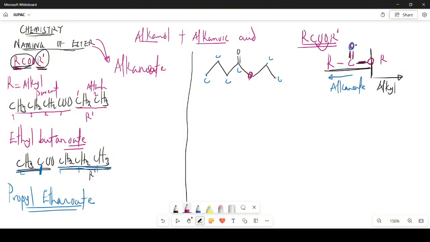Identify the O that has a single bond. And where is the O that has a single bond? Of course, this is the O that has a single bond. You can see it's just a single bond, existing between it and carbon.